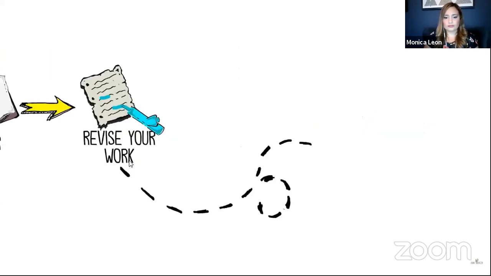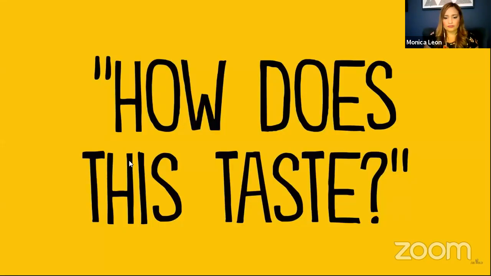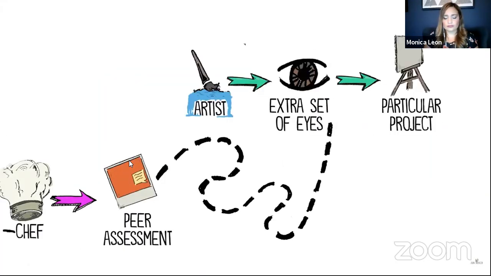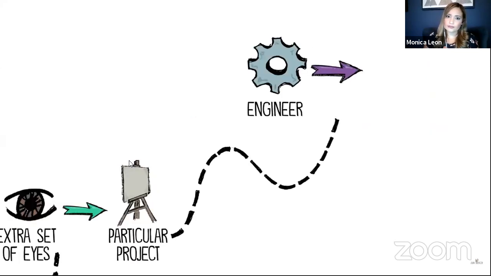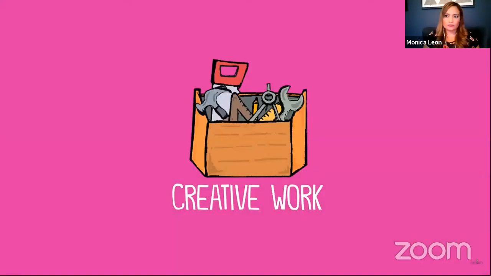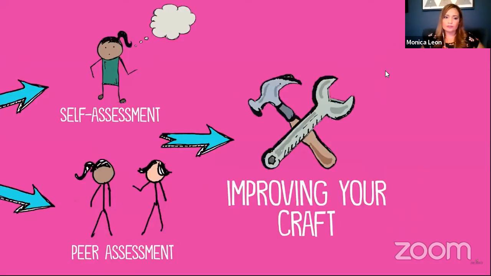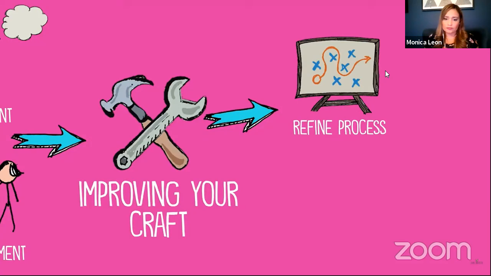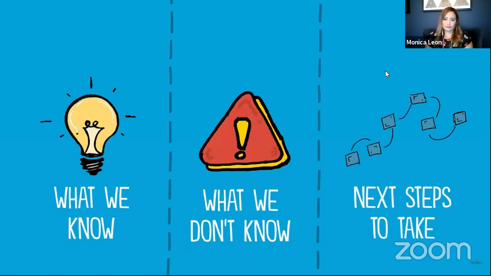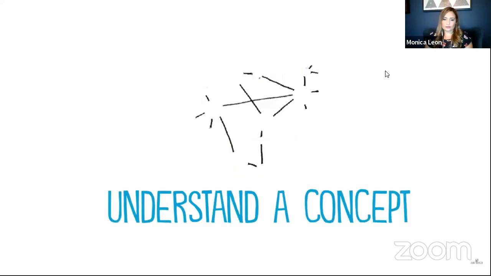If you're a chef, you're engaging in peer assessment when you ask a trusted fellow chef, how does this taste? If you're an artist, you might ask for an extra set of eyes on a particular project. If you're an engineer, you might observe users to see if your design is working. And if you do any kind of creative work, both self-assessment and peer assessment are vital for improving your craft. It helps you refine your process and helps you improve your products. Assessment helps us figure out what we know, what we don't know, and what steps we need to take in the future to master a skill or understand a concept at a deeper level.